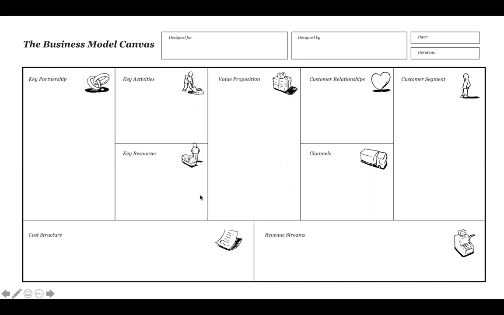And lastly, when you add up the other 8 blocks, you go to the 9th block, which is the entire cost of your business. But a business model is very high level at this stage.